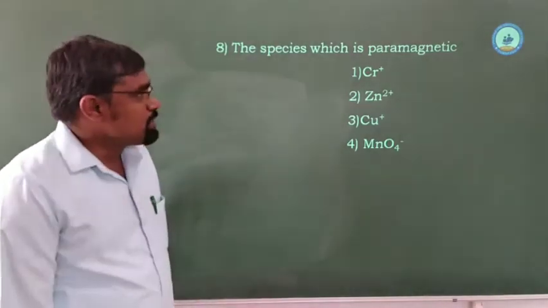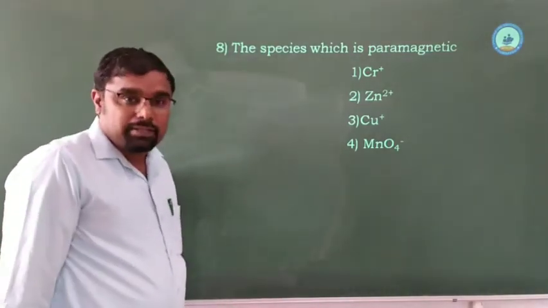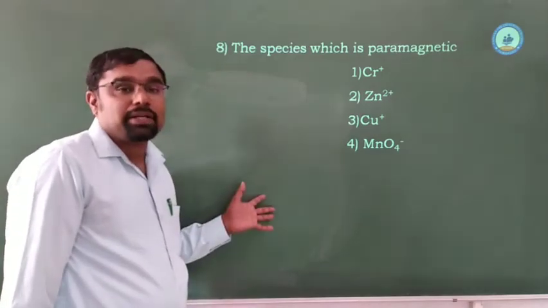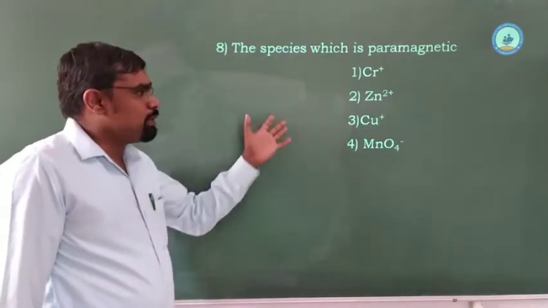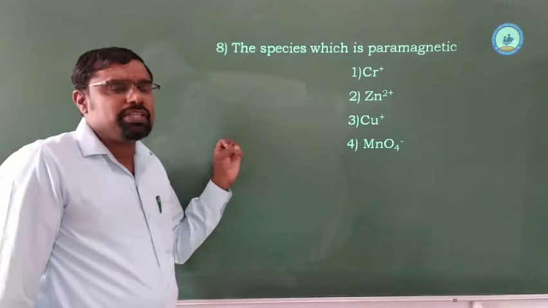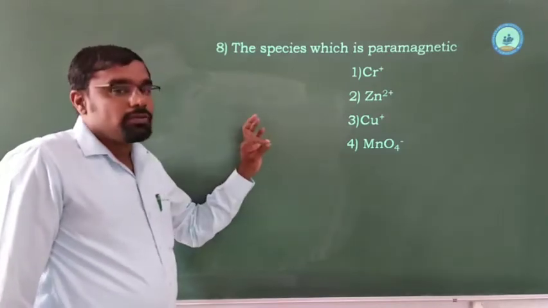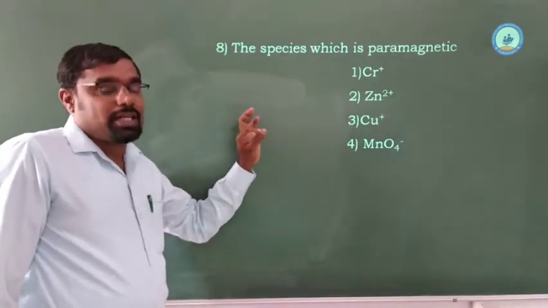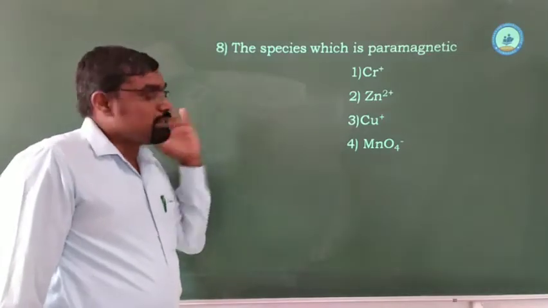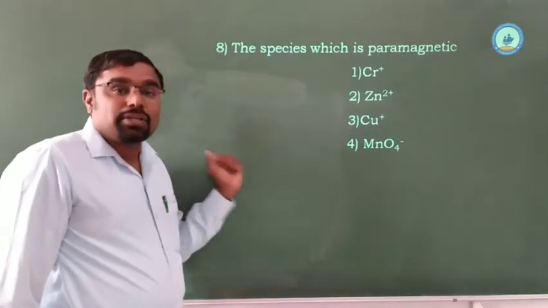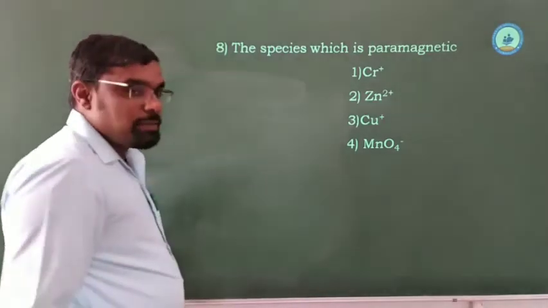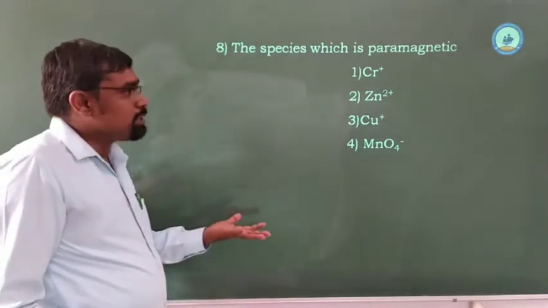Next, the species which is paramagnetic. Like that, they are going to ask many questions. They are very easy ones. If we know the oxidation state and electronic configuration of these d block elements, you can easily answer. Paramagnetic means unpaired electrons have to be present.